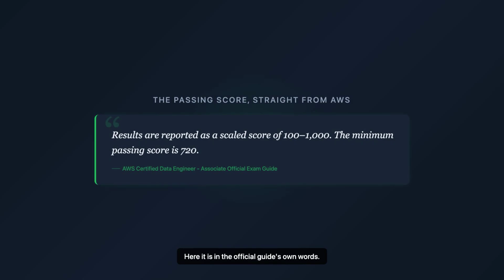Here it is in the official guide's own words. Results are reported as a scaled score of 100 to 1000, and the minimum passing score is 720. Note that this is a scaled score, not a raw percentage. Amazon Web Services adjusts for question difficulty across exam versions, so don't try to back-calculate how many questions you can miss. Aim to pass comfortably, not just clear the bar.